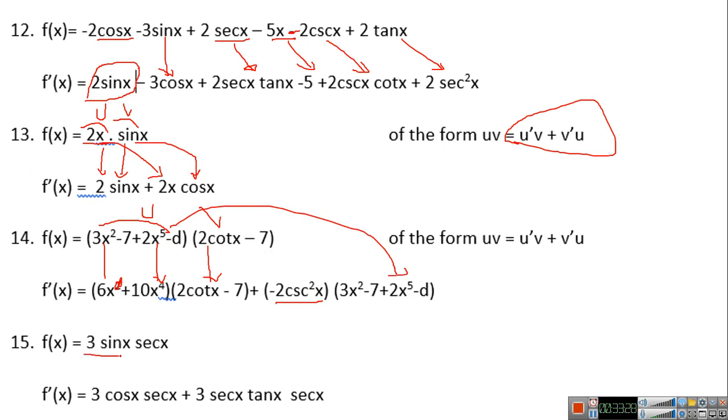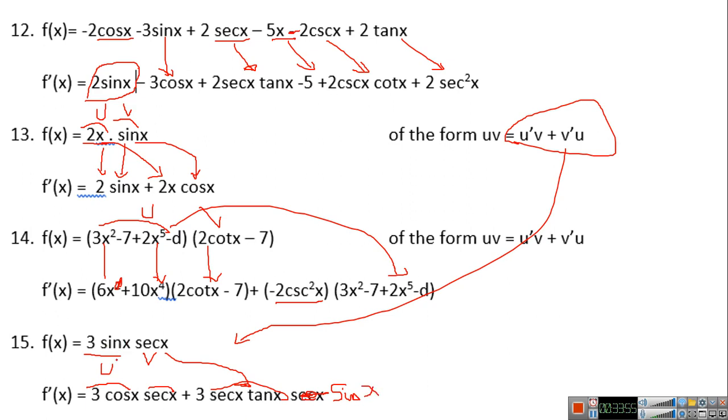Here it's of the form also u times v. Derivative is u prime v plus v prime u, like this formula. So derivative of 3 sine is 3 cosine times secant. Now derivative of secant is secant tangent times what? You have 3 sine, secant tangent. Here we have a mistake. I'm going to repeat this one because I have a mistake here. Derivative of 3 sine x is 3 cosine x times secant x, plus derivative of secant is secant tangent times 3 sine x.